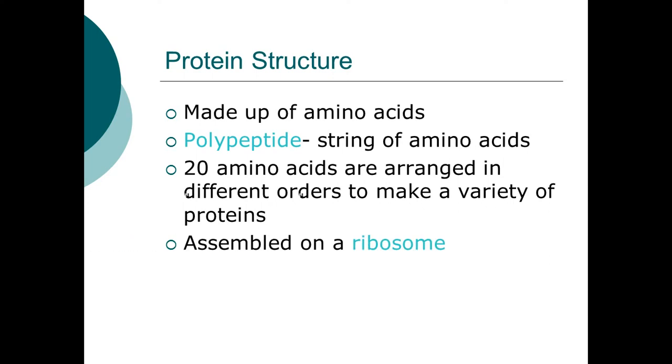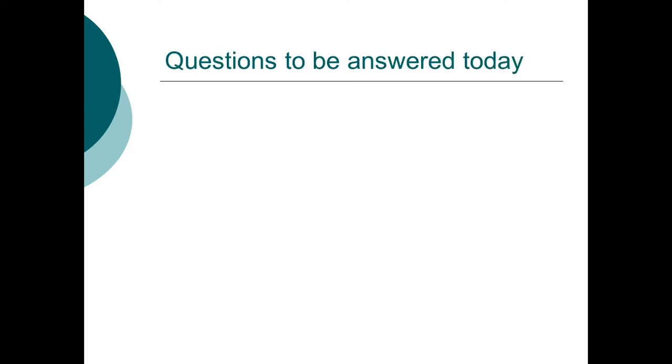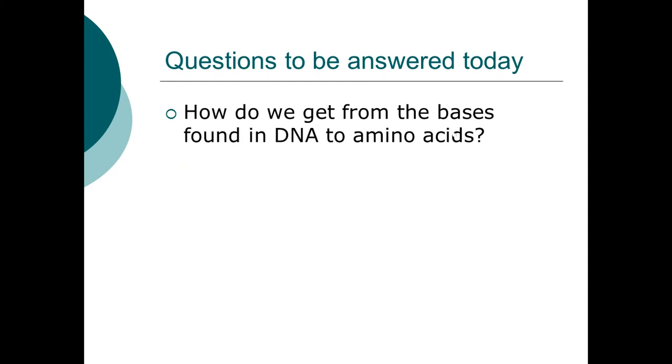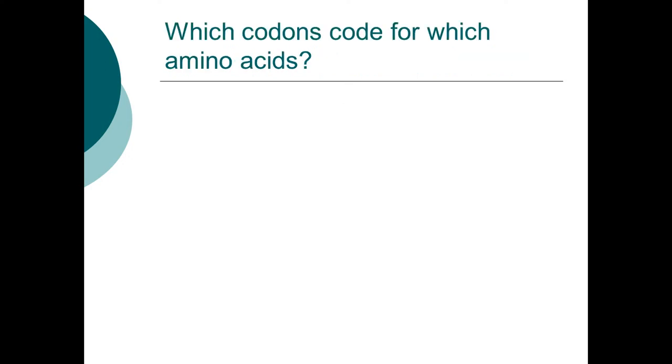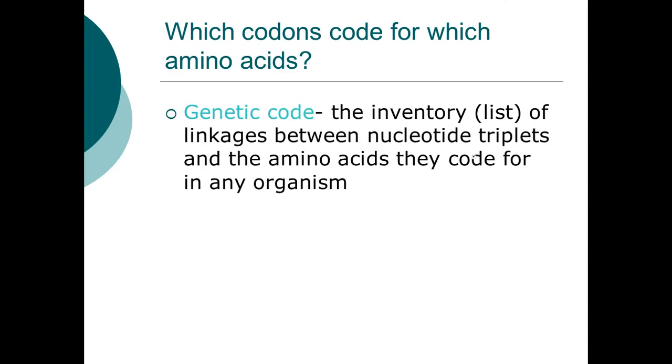Proteins are assembled, or made, on a ribosome. The ribosome is like the factory floor where the proteins are made. So the questions we're answering today are, how do we get from the bases found in DNA, like A, T, C, and G, to the amino acids? And how do we get from a bunch of amino acids into actual proteins? Which codons code for which amino acids?